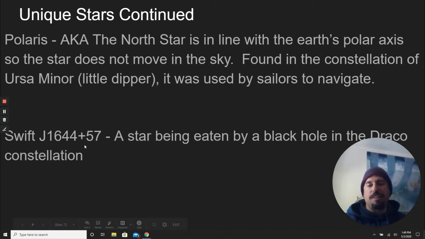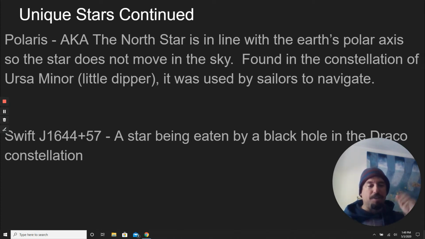And this was kind of a unique star. I decided to put it on here. I don't know why. It has a name, Swift J1644+57. It is a star that is being eaten by a black hole, and it's in the Draco constellation. And so it was part of a binary star system, which I think is on one of the next slides.